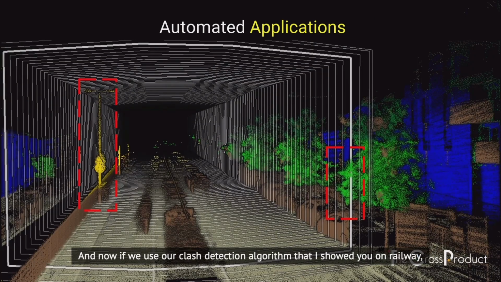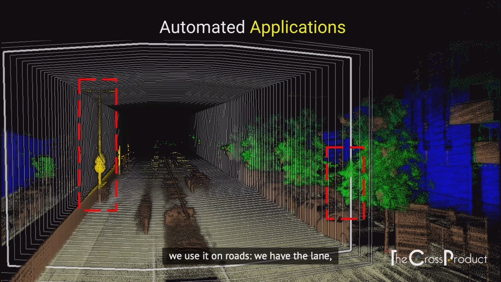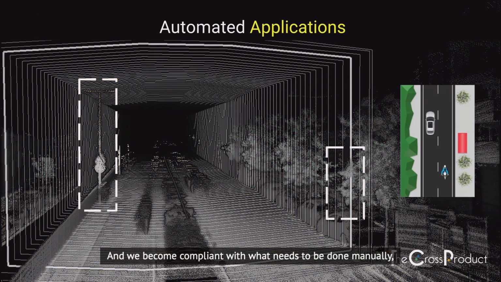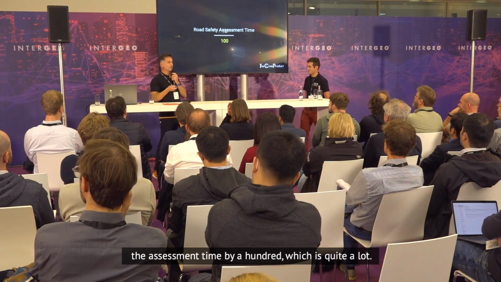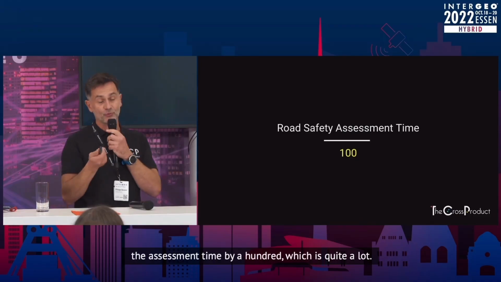And now, we use the clash detection algorithm that I showed you on railway, on roads. We have the lane, we can have a gauge, and circulate the gauge on the road virtually, and that identifies all the clashes. Here we have a clash with a pole. Here we have a clash with vegetation, buildings, etc. And we become compliant with what needs to be done manually to detect what's on the side of the roads. We believe that with this approach, we can reduce the assessment time by 100, which is quite a lot.